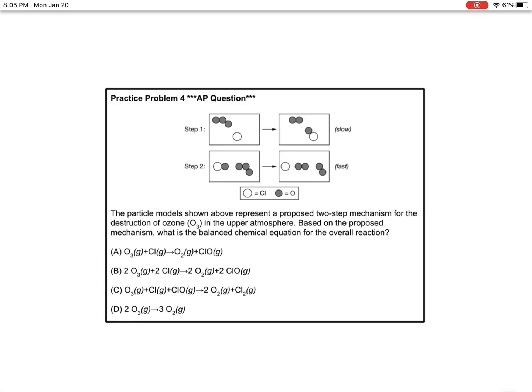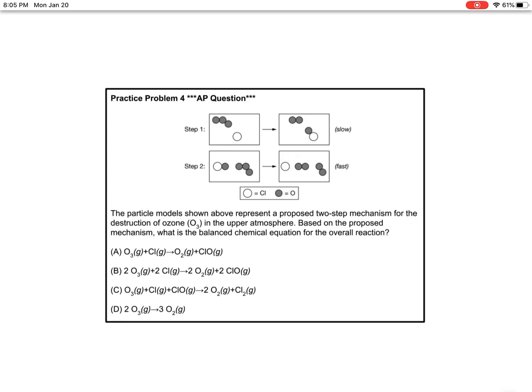So let's look at it. If the dark circles are oxygens, I see O3. When they're close together and they're touching like that, that means that they are bonded. So I see O3 reacting with one chlorine. In that reaction, it produces O2 and chlorine oxide. Okay, but that is not the overall reaction. That's just one step to the reaction. So let's look at step 2. I see a chlorine oxide reacting with another O3 particle to produce two oxygen, O2 molecules and chlorine.